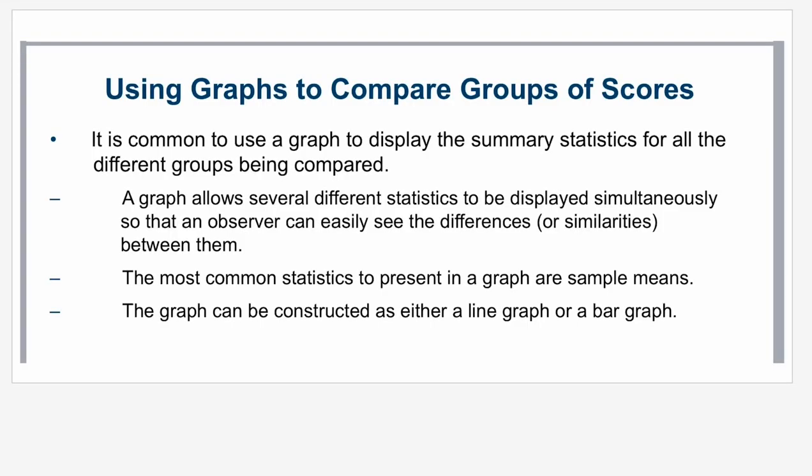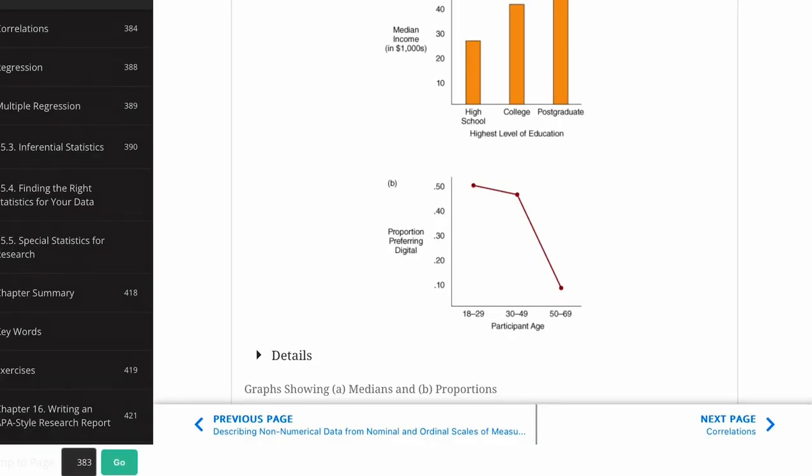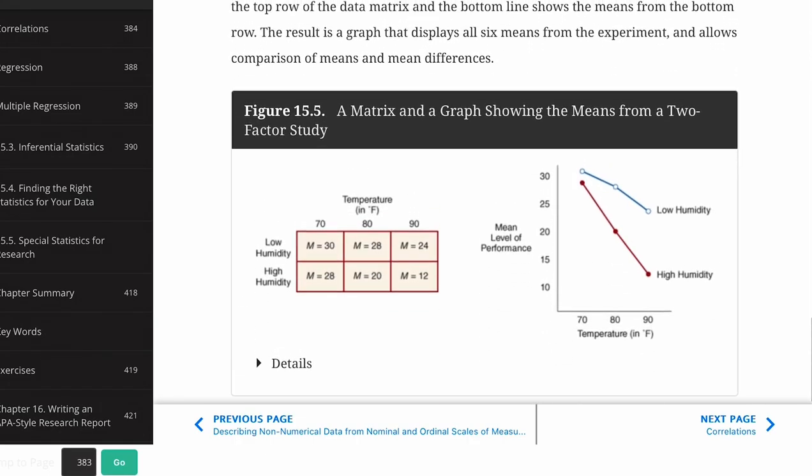Okay, so figure, oh wait, let me go back. Figure 15.5 is going to show you, so for factorial designs, like we talked about in chapter 11, I believe, that's when we have two or more independent variables. And so you have to have that matrix there, because here we have two independent variables. We have temperature, but we also have humidity, and we want to know how that affected performance. Our dependent variable was performance. So you have to have a matrix of scores or of means there for factorial design.